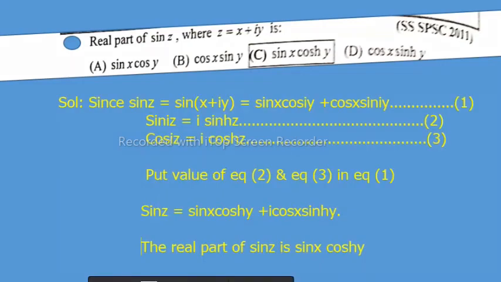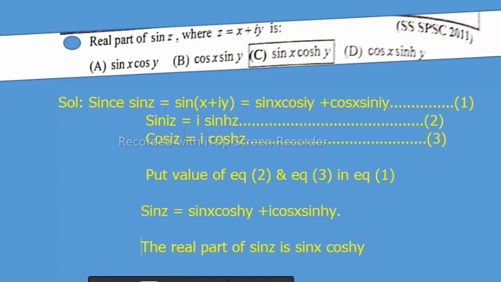In this lecture, I will solve AJK PSC 2011 MCQs, that is, the real part of sin z, where z is equal to x plus iota y. Solution: since sin z is equal to sin(x plus iota y), so by the formula, that is sin x cos iota y plus cos x sin iota y.